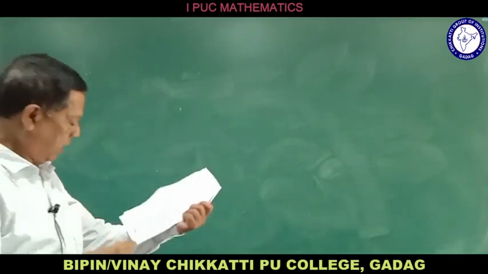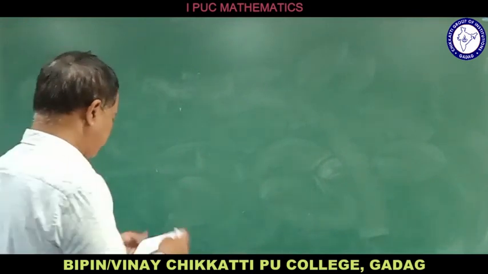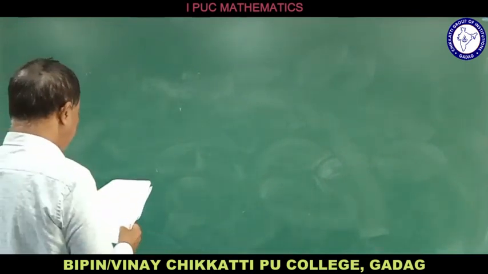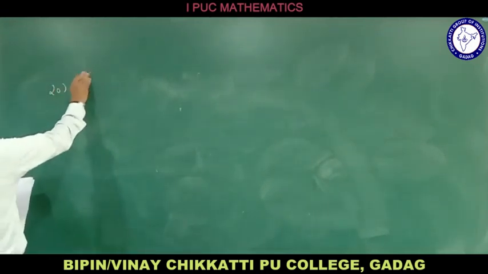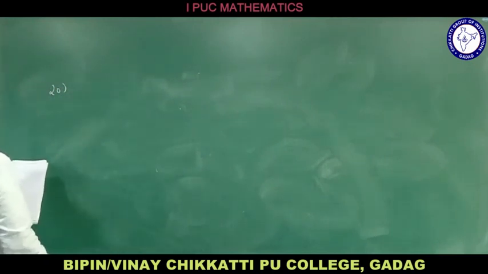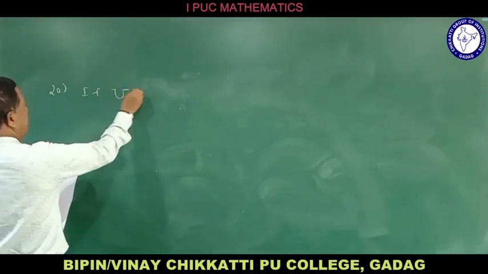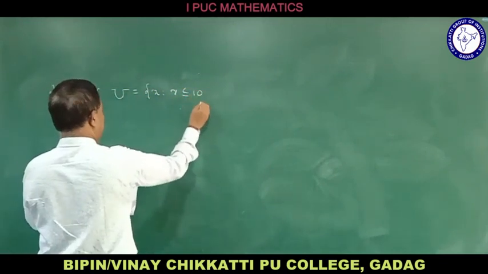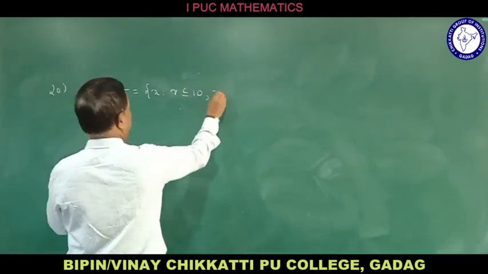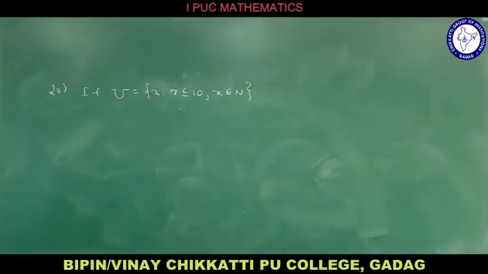Now you see the next problem. Here the problem is simple. I don't want to take the easy ones, only the ones which are not easy to do, that I am taking here. So number 20 I am taking here, because you already have these notes, so you can refer to them, and only the difficult sums I am taking here. If U, the universal set, is equal to X such that X is less than or equal to 10, and those must be natural numbers.